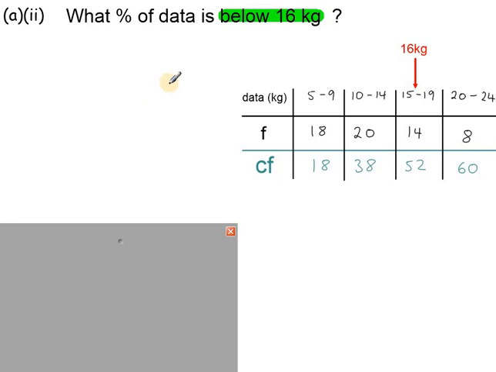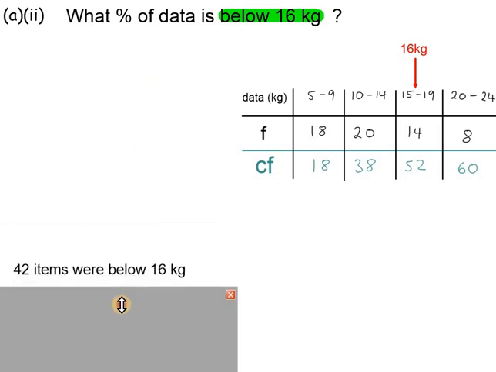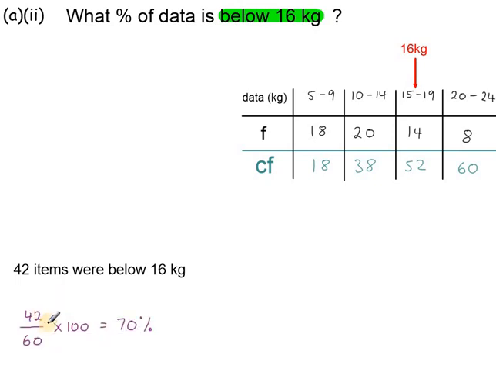Part 2. What percentage of the data is below 16 kilograms? Well, 42 items were below 16 kilograms, and that's 42 out of a total of 60 items. So times 100, that's 70% of our data is below 16 kilograms.